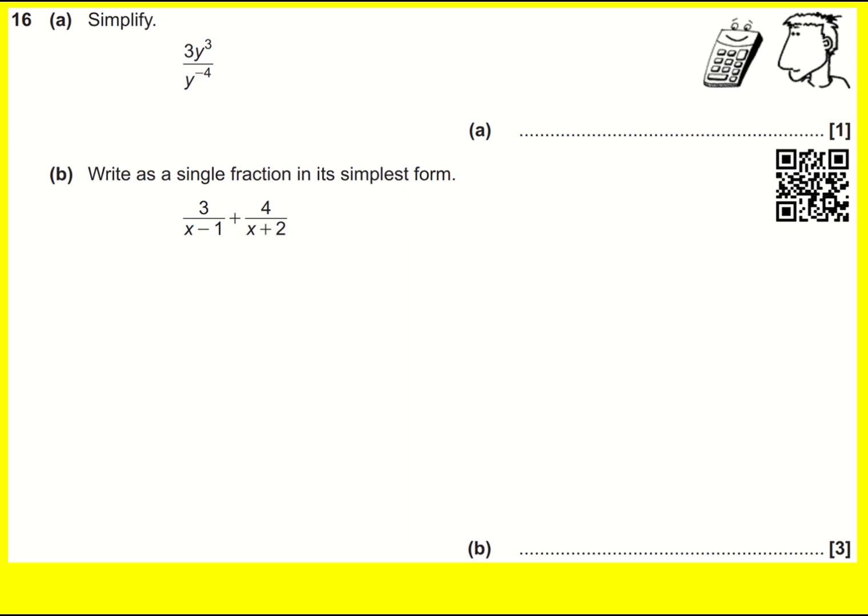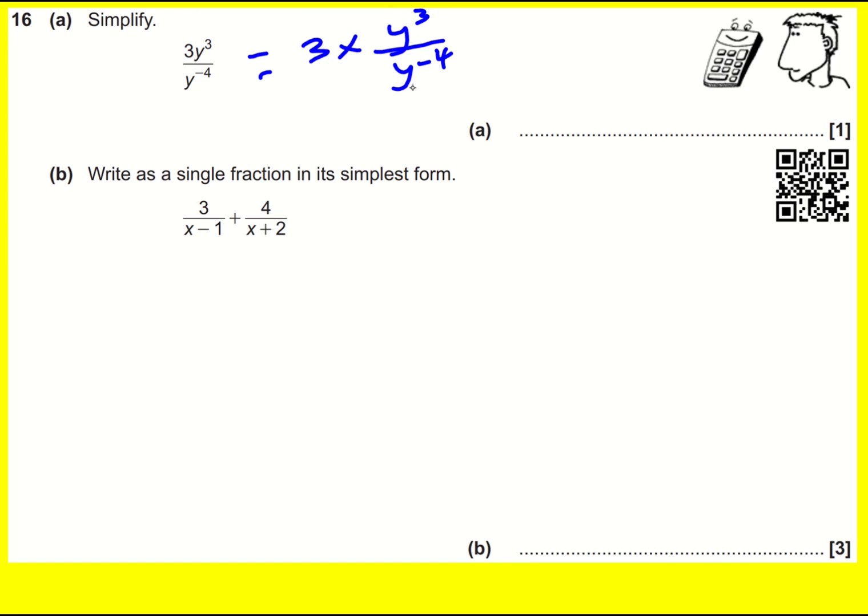First up in this question, we have some indices to deal with. Now we can actually write this 3y cubed divided by y to the minus 4 as 3 times y to the 3 divided by y to the minus 4. I've used the idea of multiplying fractions here because when you multiply fractions, if I wrote it as 3 over 1, you would times the tops and times the bottoms. So when I have something like this, I can separate it out into fractions. But the thing is, 3 over 1 is just 3. So that's why I can do that.